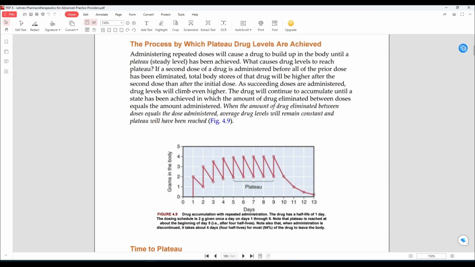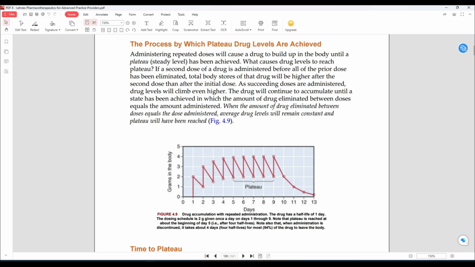The process by which plateau drug levels are achieved. Administering repeated doses will cause a drug to build up in the body until a plateau has been achieved. What causes drug levels to reach a plateau, though? If a second dose of the drug is administered before all of the prior dose has been eliminated, total body stores of that drug will be higher after the second dose than after the initial dose. As succeeding doses are administered, drug levels will climb even higher.